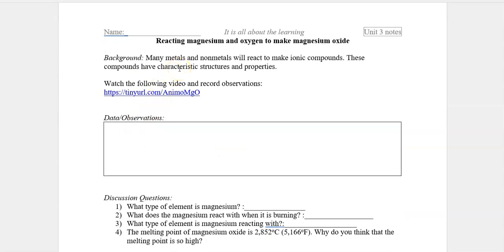Let's watch an experiment here. So we're going to look at magnesium and oxygen making magnesium oxide. So basically we're seeing what happens when metals and nonmetals interact. So some background information. Many metals and nonmetals will react to make something called ionic compounds. These compounds have characteristic structures and properties.